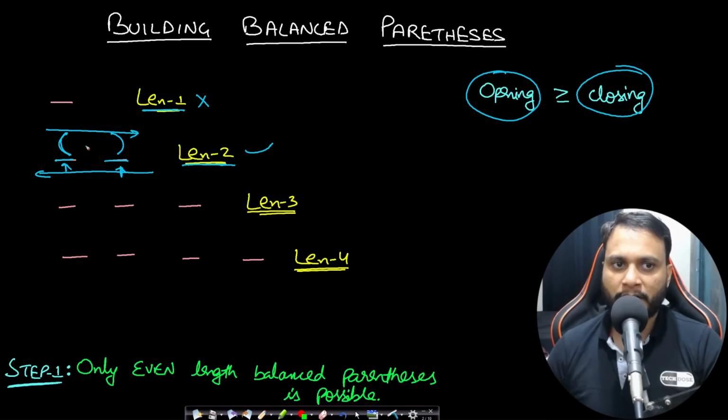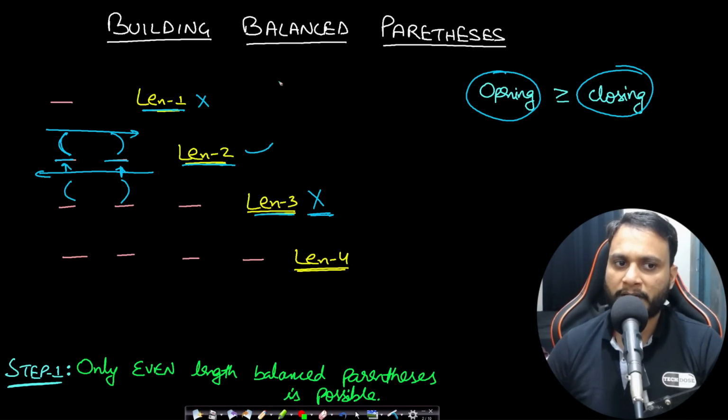And so we have formed a valid parenthesis. Now if you consider length 3, I can put an opening and closing bracket, but for the last one, whether I put an opening or a closing bracket, it does not make sense. It will not be balanced. So a balanced parenthesis is never possible for length 3.